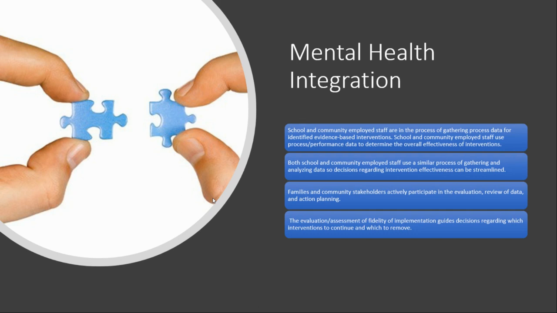And lastly, the evaluation and assessment of fidelity of implementation guides decisions regarding which interventions to continue and which to remove. So again, it's very important that that data is what drives those decisions on what interventions need to be put in place within your building based on the overall needs of the students, which students need to be matched with what interventions, and how well those interventions are working. And if data indicates that a majority of the students are not being successful with those interventions, how do we replace those interventions with other evidence-based interventions?